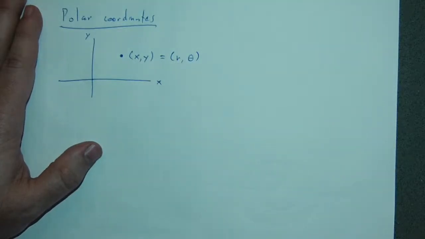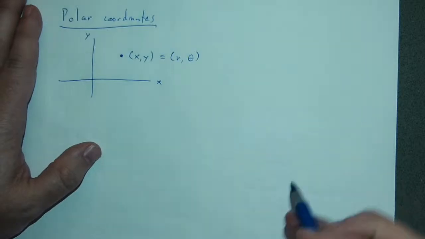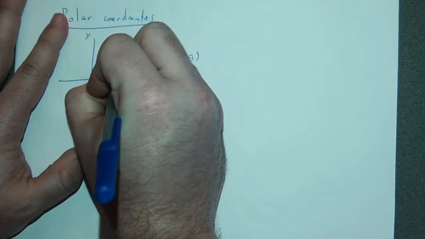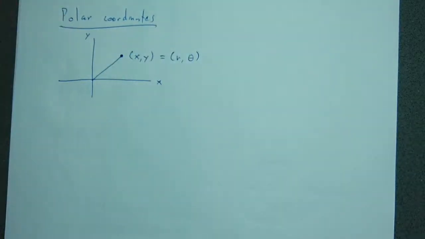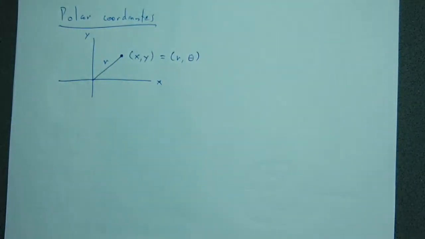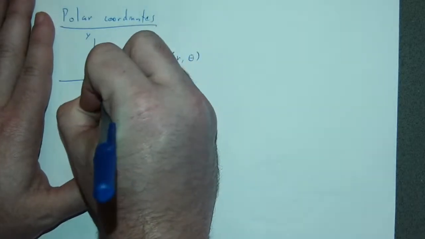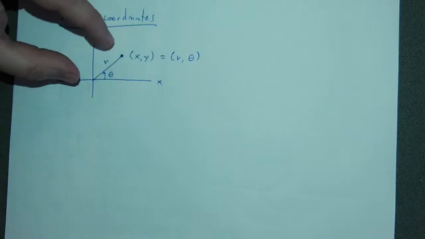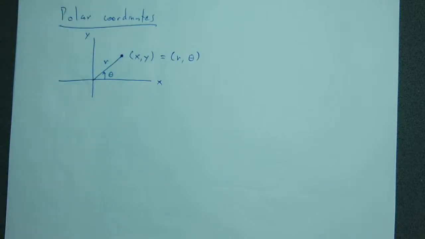Well, the idea here is that this point has a distance to the origin. That distance is r. What I'm doing with polar coordinates is viewing this point as lying on a circle having angle theta measured from the positive x-axis and having radius r, which is just the distance from my point to the origin.